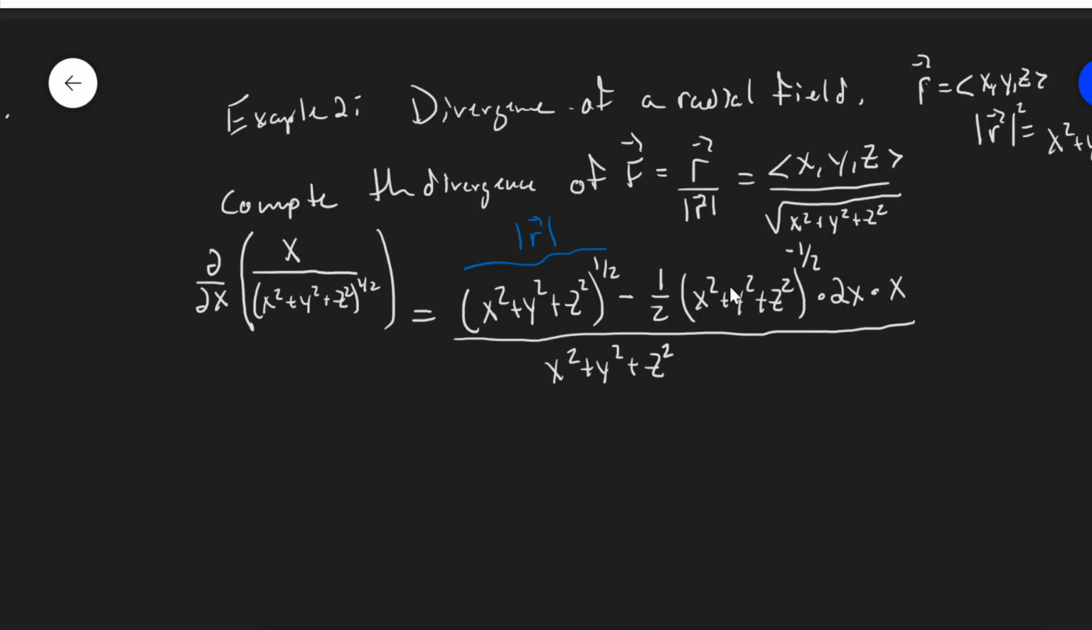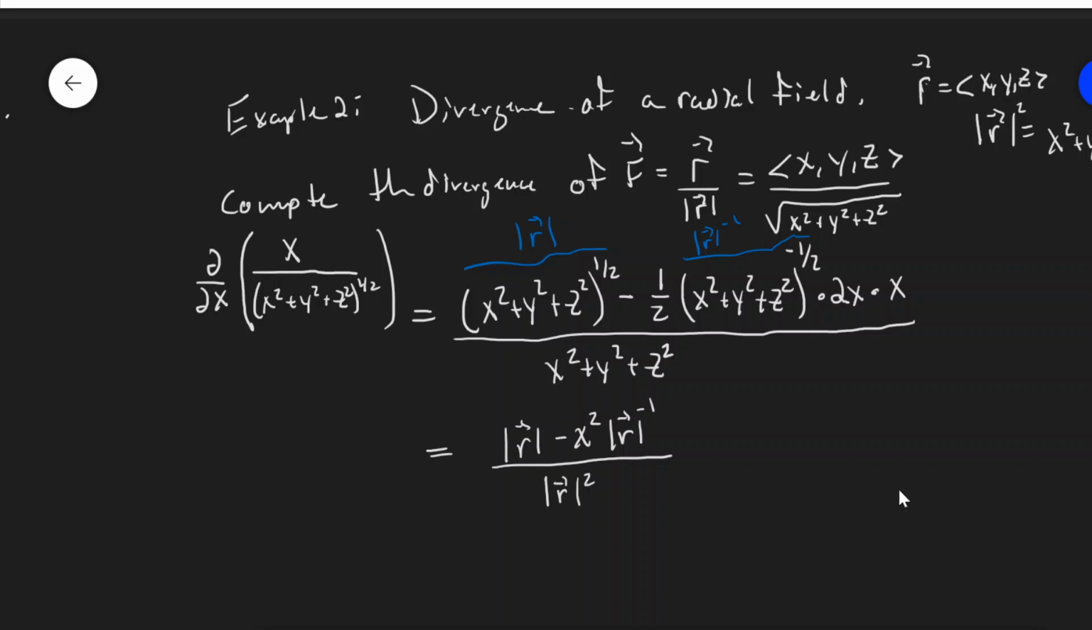Here it looks like we have magnitude of r raised to the minus 1, because it's to the negative 1/2 rather than just the 1/2. So this is magnitude r to the negative 1. And then this 1/2 and this 2 will cancel out. We should have an x squared there. So putting this all together, it looks like we have magnitude r minus x squared, magnitude r to the negative 1, all over magnitude r squared. Forgot my vector here.